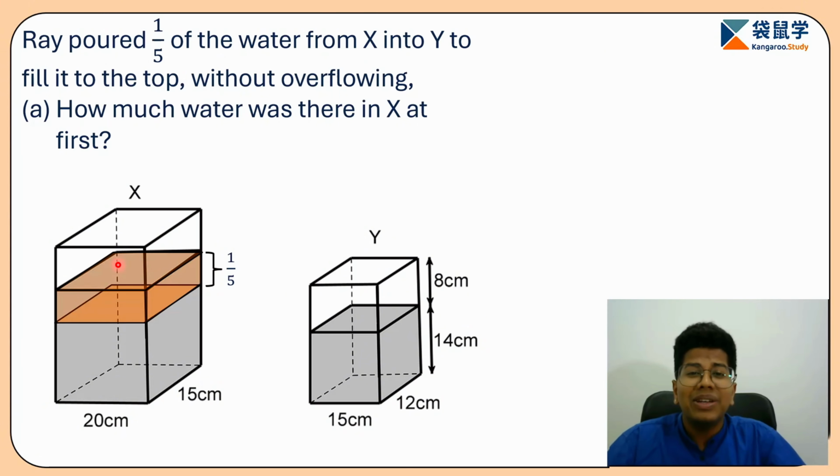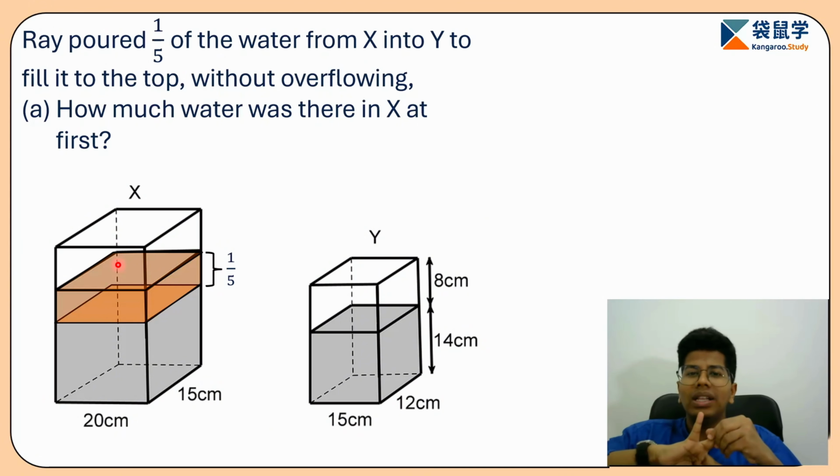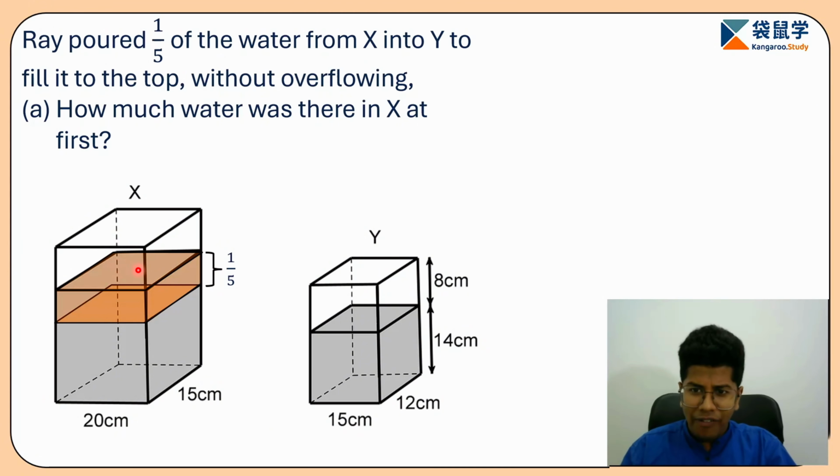Yes, this means we need to calculate how much volume it had. Now to find out volume, which are the three things that we need? Yes, length, width and height. Here for tank X, we know length, we know width. But to calculate the volume, do we know its height? Height is difficult to calculate. It's not even given here.